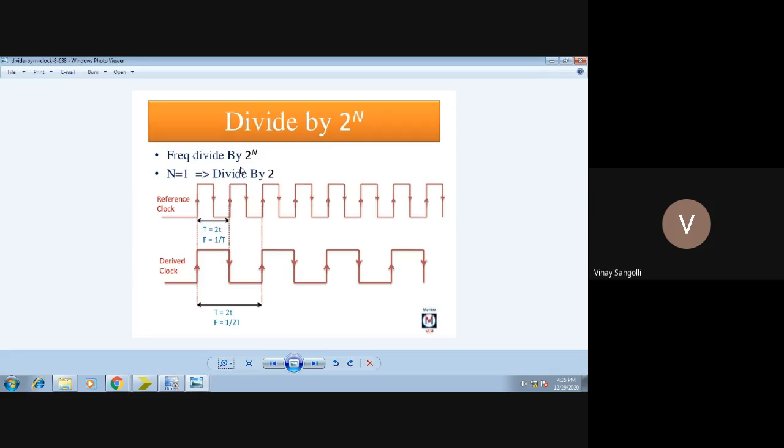That means this could be increased again. Say for example, n is equal to 2. That means 2 raised to 2, which is 4. That means we will be dividing by 4. If you divide by 4, what now? If this is 10, then this pulse would be 10 into 4, which is 40. That's all. So that's what we are trying to do in our code.